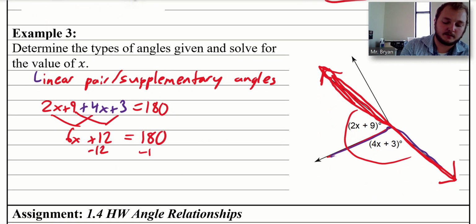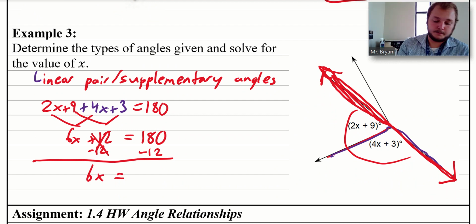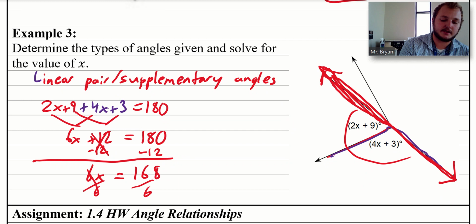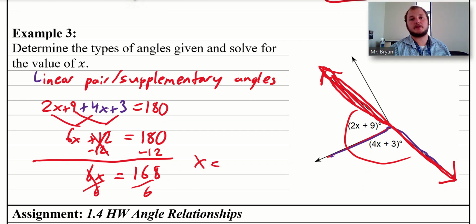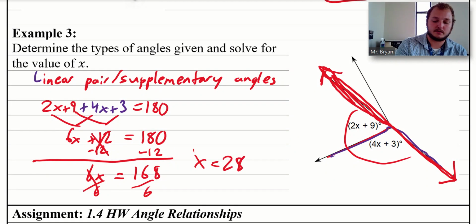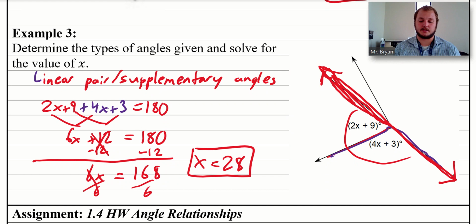Next step, subtract 12 from both sides. When I do that, these cancel, leaving me with 6x equals 168. All right, and then last piece here, if I divide by 6, I should get x equals, and then I could either type this into my calculator or try to figure it out in my head. Either way, your answer should come out to be 28. Okay, final answer should be x equals 28 there. 20 and then 8, yep. Okay, so I don't need to plug anything back in because it was not asking for a measure of any angle.